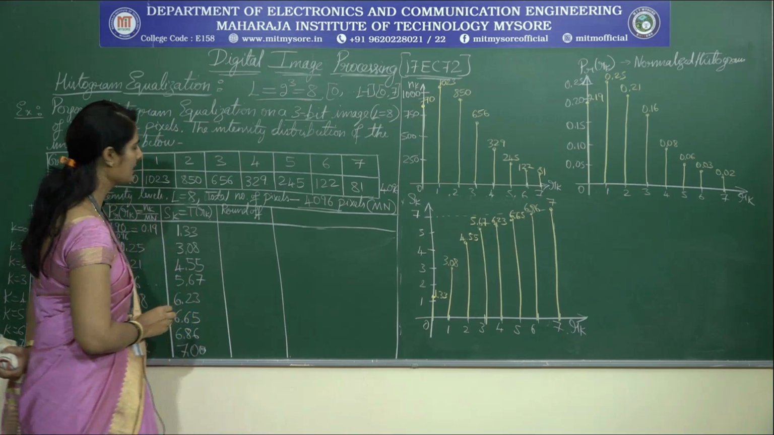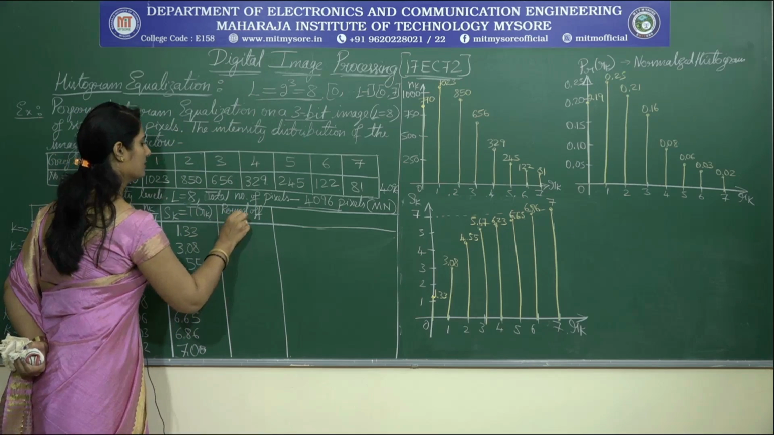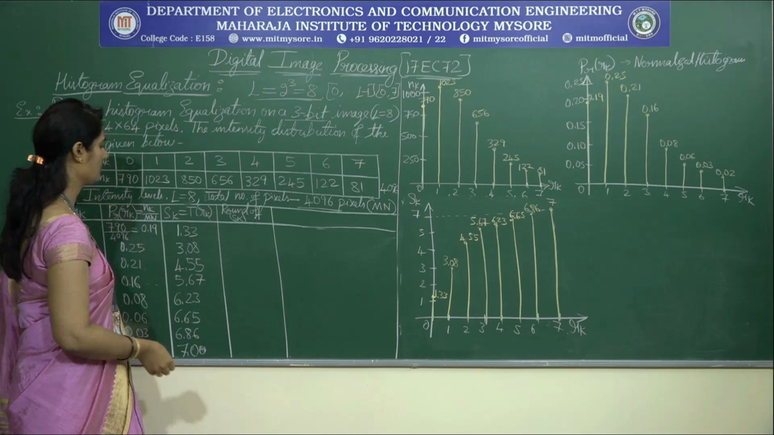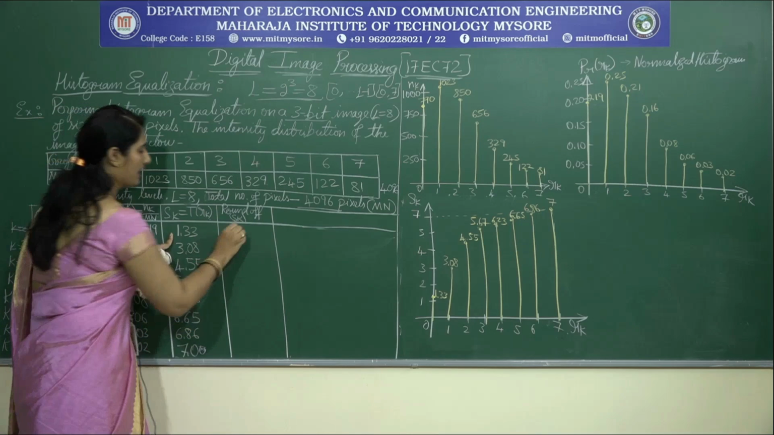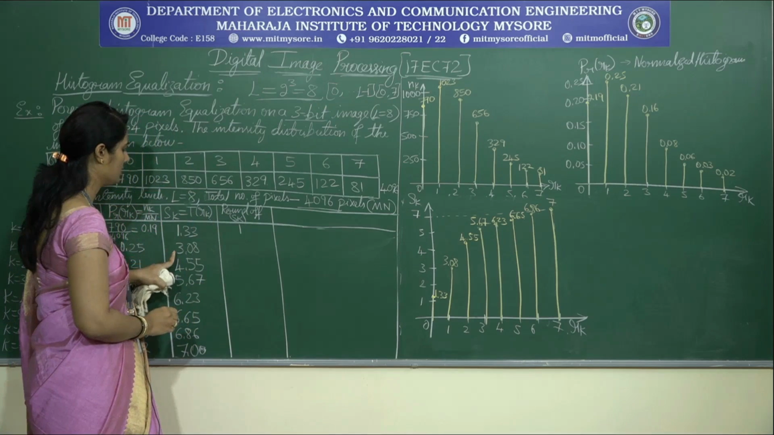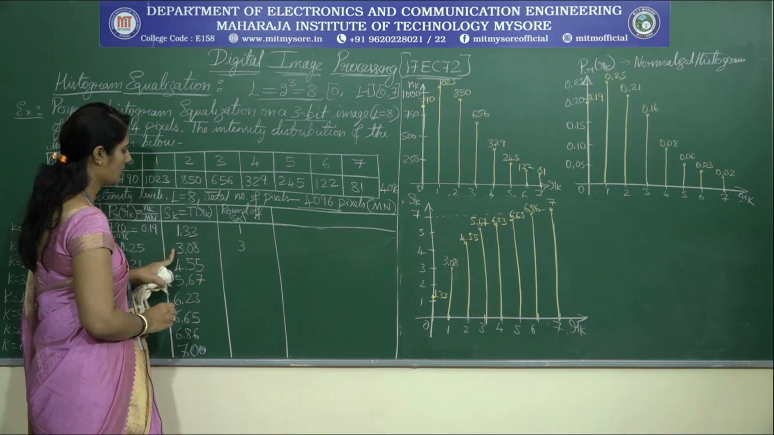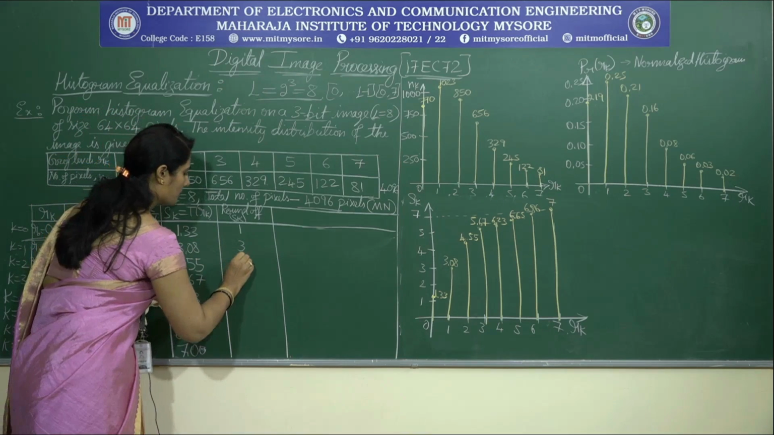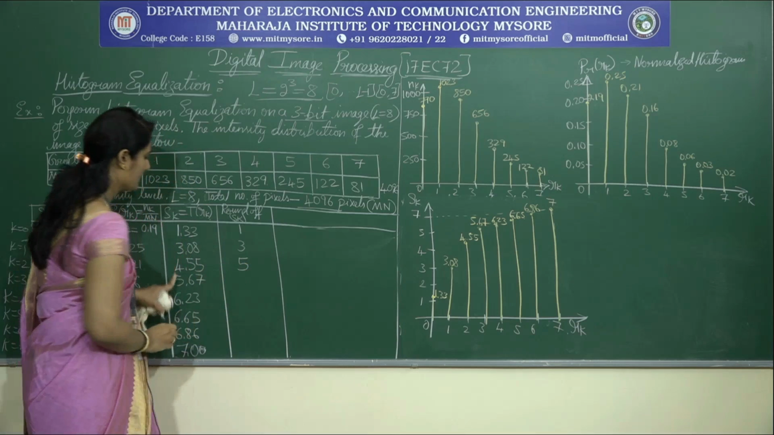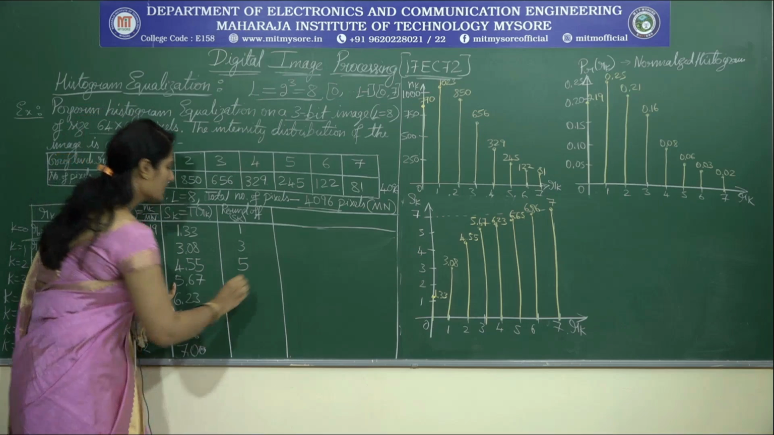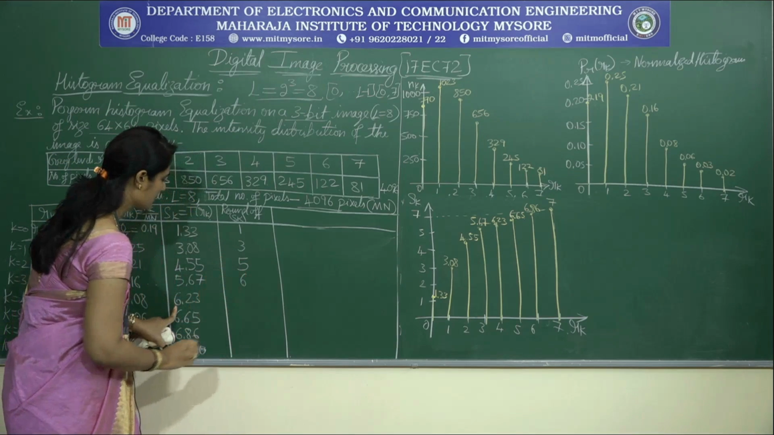Round off Sk to the nearest integer value. So 1.33, I can round it off to 1. 3.08, I can round it to 3. 4.55, the nearest integer is 5. 5.67, the nearest integer is 6.